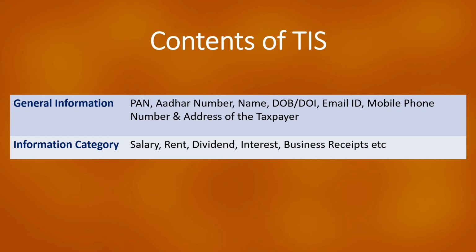Similarly, let us say you have rented out a house property and a commercial property. So the total rental income from both the properties would appear under rent head in information category. Similarly, total dividends earned, total interest earned, total business receipts would appear under respective heads.